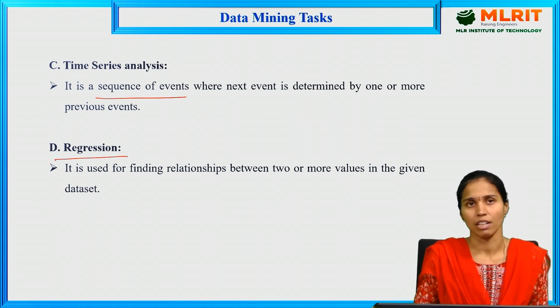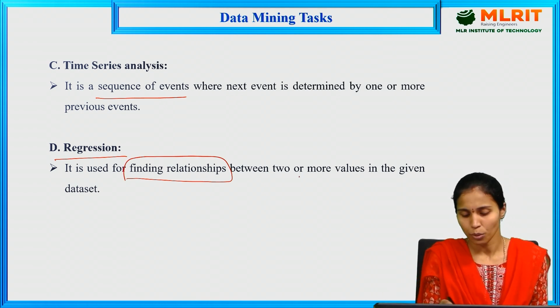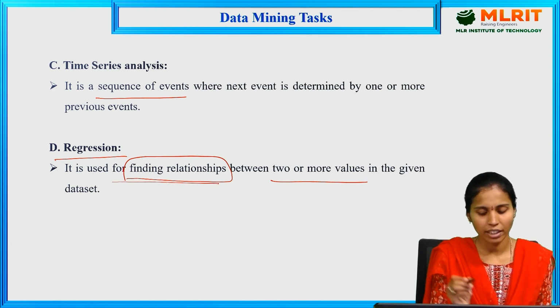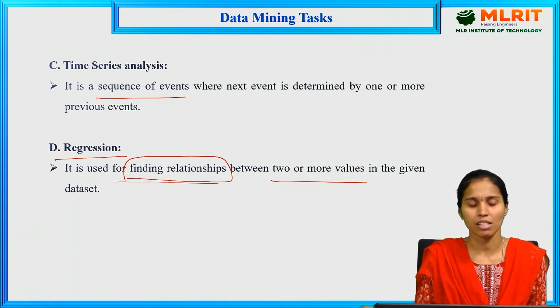Fourth one is regression. It is used for finding relationship between two or more values in the given data set. This is about regression.